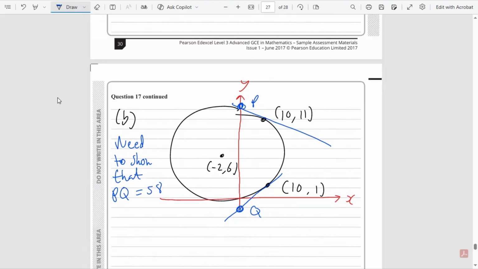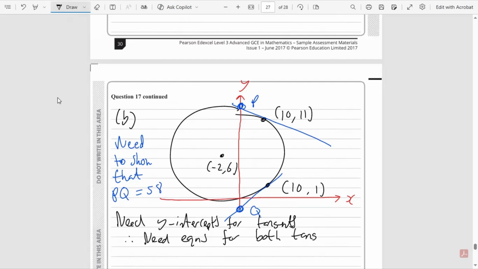Once you have that diagram, it may just help you figure things out, okay? So how are we going to get that distance? Well, if we knew the y values at P and Q, then we could just work out the difference between the y values and that gives us the distance, right? So we need the y values for those tangents, or the y-intercepts. Let's make a note of this here. I'll go back to black ink again. So we need y-intercepts for the tangents. Therefore, we need the equations of the tangents, so we need equations for both tangents.